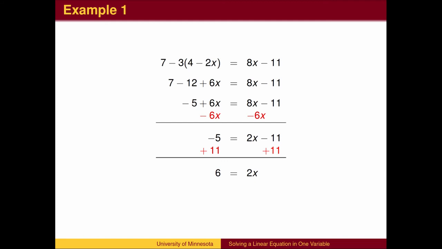We now eliminate the constant from the side that contains the variable. In this case, we eliminate the -11 by adding 11 to both sides. Finally, we divide both sides by 2.